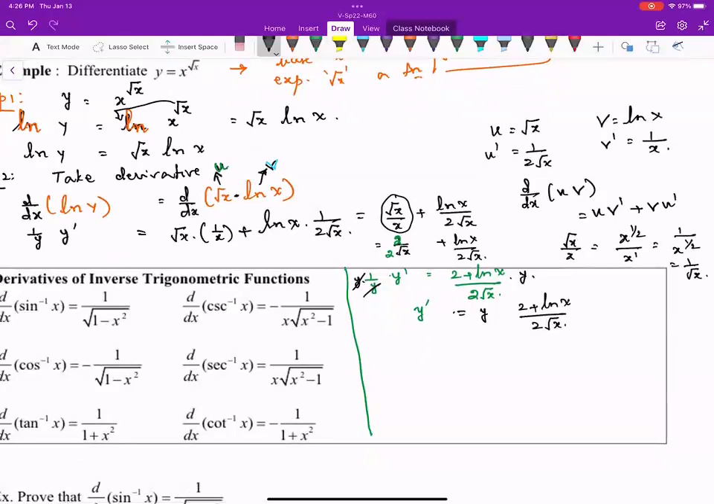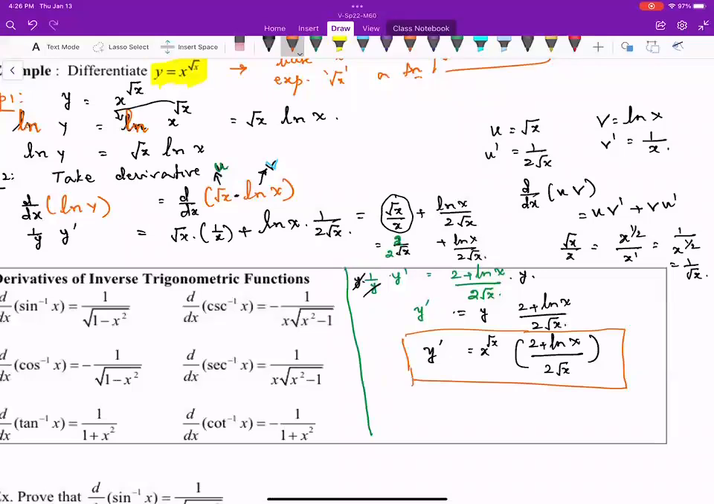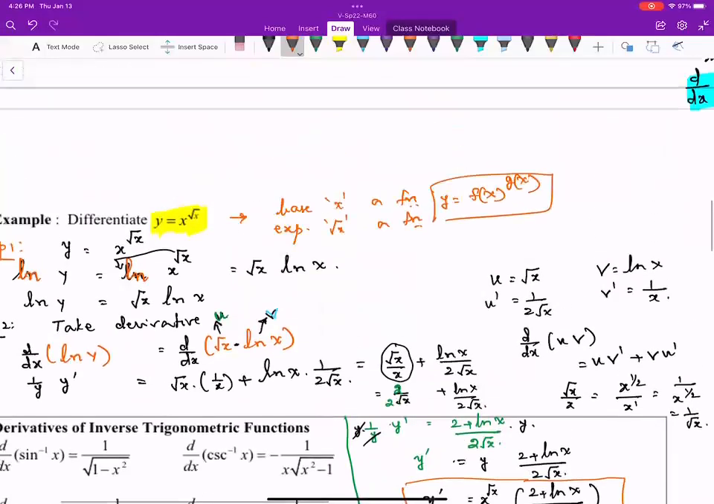But what is y though? y given in the problem is x to the power square root of x. So it is x to the power square root of x times (2 plus ln x) over 2 square root of x. So that is the answer to the problem. Whenever you come across a base that is a function and an exponent that is also a function, and the question is finding the derivative, then you first take ln on both sides, and then you do the derivative.